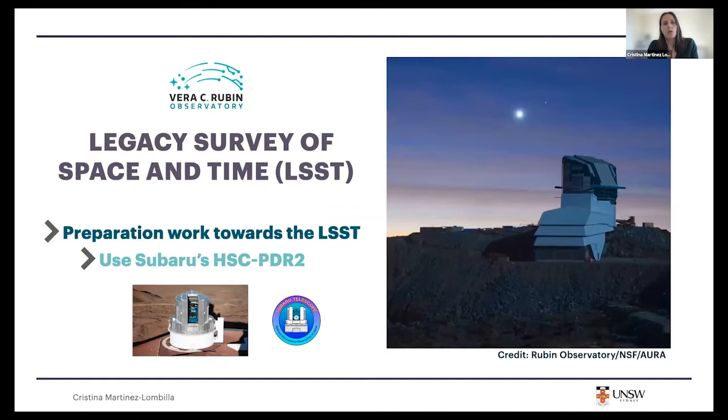So let's talk now about the data. We are particularly interested in the LSST, as this survey will provide the deepest optical image of the southern sky. It is going to be 10 years of continuous observing. And in order to start being prepared for it, we are going to work with the data of the Subaru Hyper Suprime-Cam data release 2. And now you will see why.